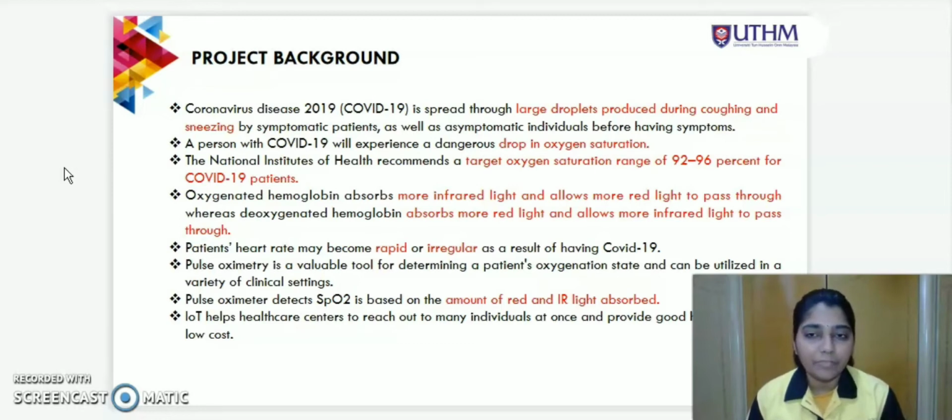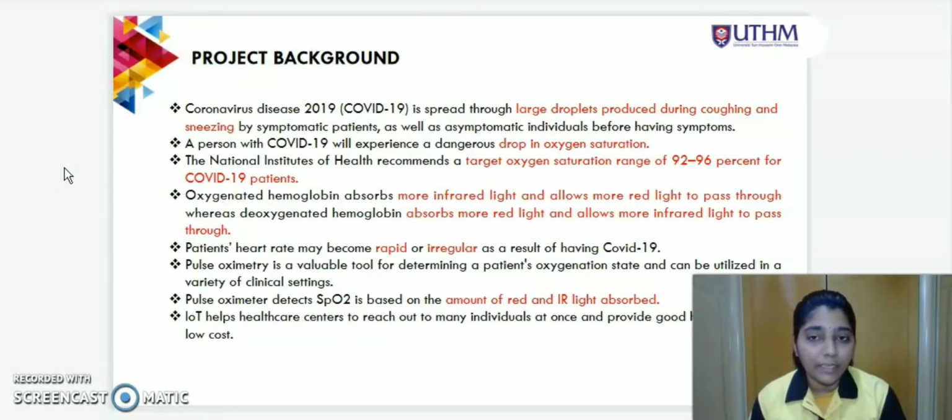Coronavirus had emerged in Wuhan, China, and caused a massive outbreak across China and throughout the world. The disease was officially named Coronavirus Disease 2019 by WHO on February 11th, 2020. COVID-19 is spread through large droplets produced during coughing and sneezing by symptomatic patients as well as asymptomatic individuals before having symptoms.